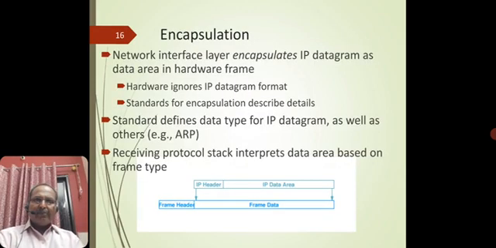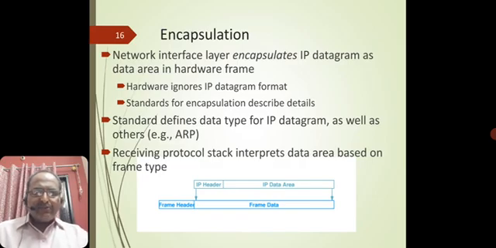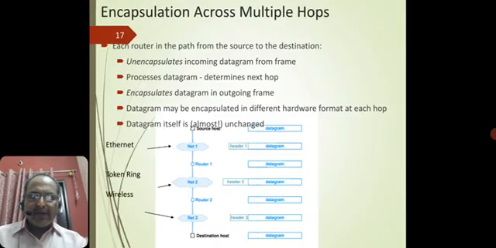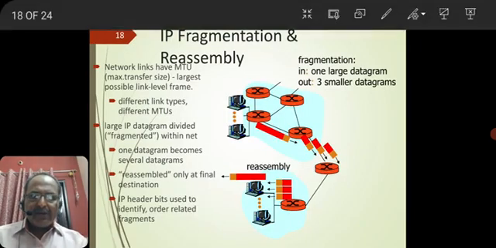Okay, we need to remember how the encapsulation happens here. The network interface layer encapsulates an IP datagram as data in which the hardware frames are relevant. And the hardware ignores the IP datagram form because these are standard data formats. And these standards define a data type for an IP datagram as well as others, which is very important. And the receiving protocol stack interprets the data area based on the frame type, which is one of the important things. As we know, if you extend here, the frame header to the IP header has a correlation, and the data area to frame data is also relevant. Okay, now you go back to the previous slide here.